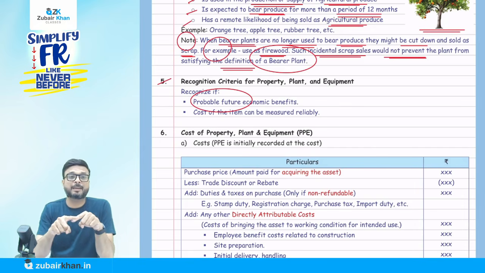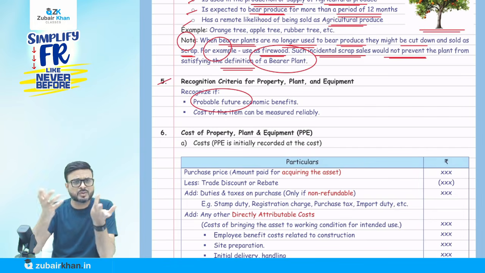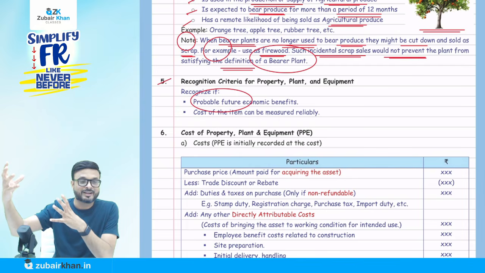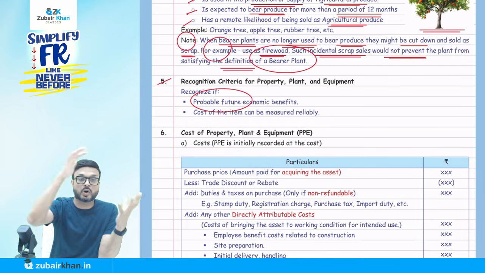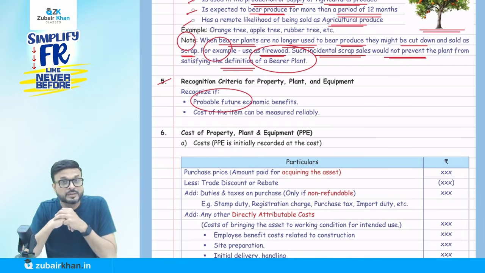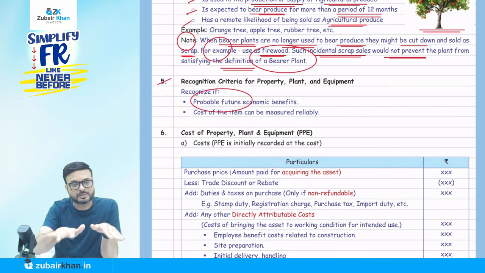But it might also happen that because of the PPE, my costs go down. For example, you purchase machinery, and you say now there's no need for the 10 employees. You fire those 10 employees and purchase new machinery. So that cost is also going to reduce because you're not going to pay the salary to those 10 people. So they say the probable future economic benefit might be that revenue increases or cost goes down.